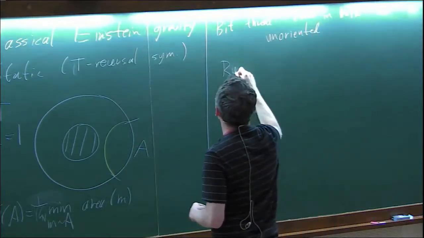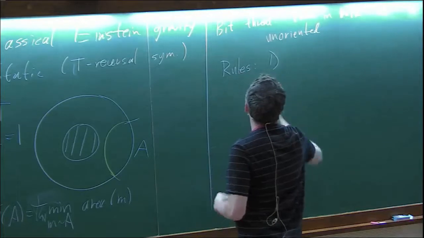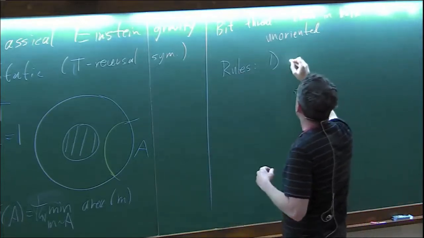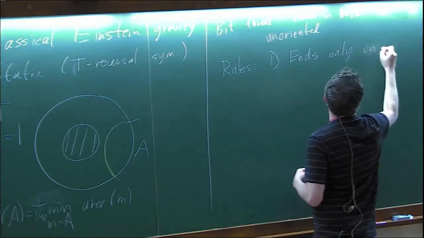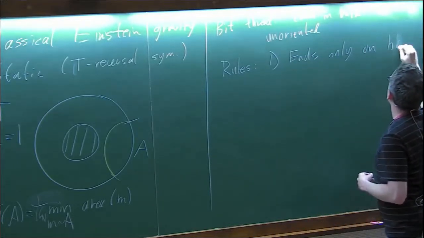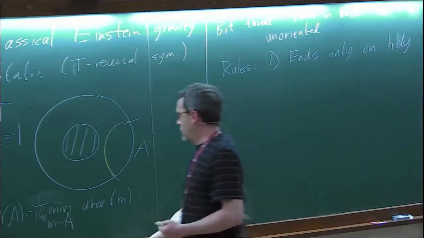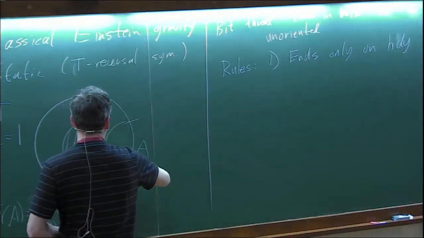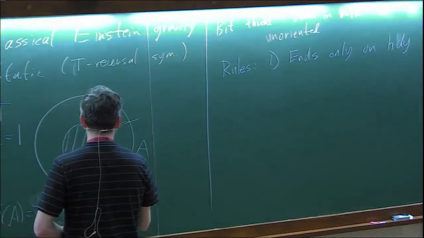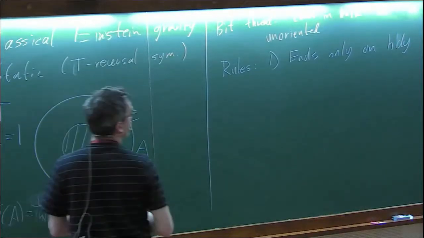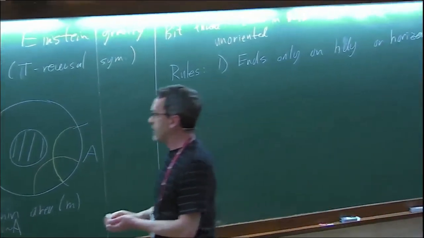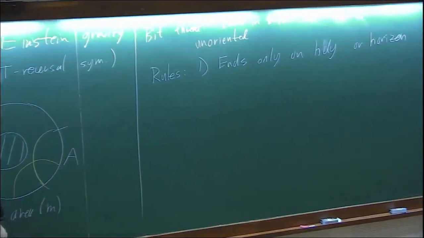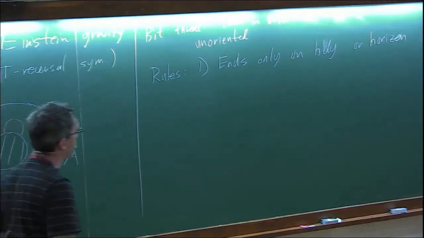And it follows these two rules. So the first rule is that it ends only on the boundary. So it goes from one point on the boundary to another point, or it can also end on a horizon if you happen to have a horizon. So something like this is also allowed, or I guess something like this is also allowed.